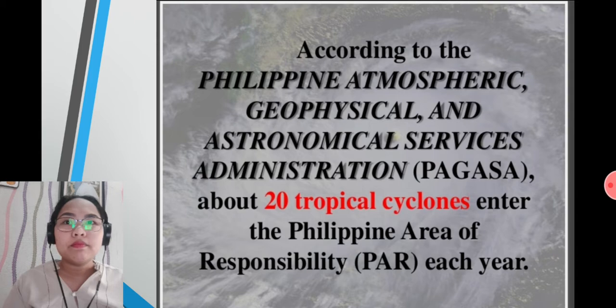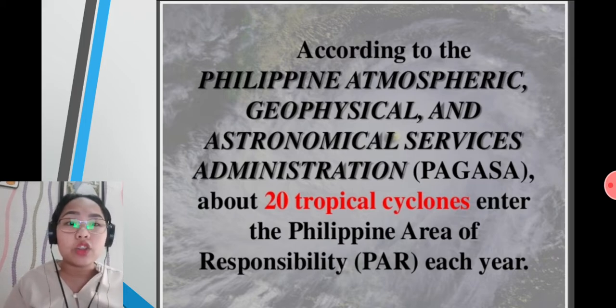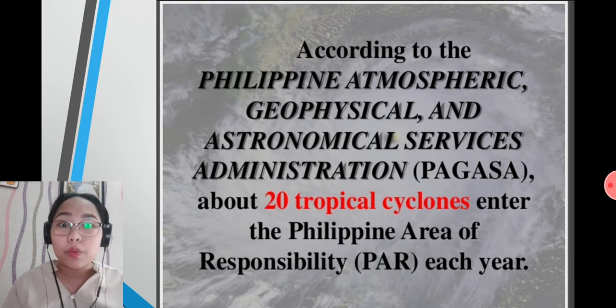So let's read. According to the Philippine Atmospheric Geophysical and Astronomical Services Administration or the PAGASA, about 20 tropical cyclones enter the Philippine Area of Responsibility, or what we call the PAR, each year.